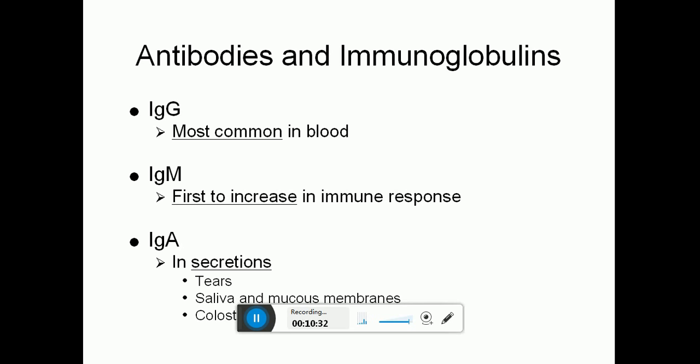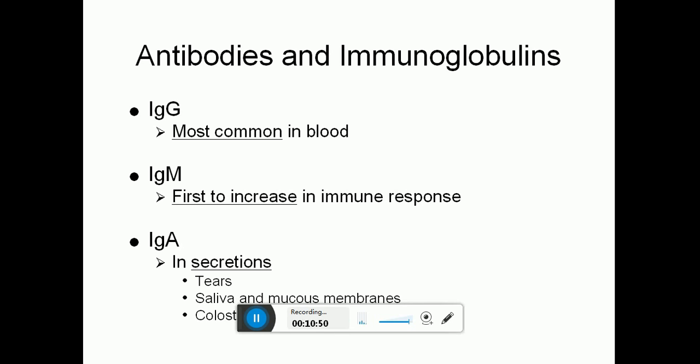Months later, I take another sample. I have no IgMs against measles, but now I have IgGs against measles. That now means that I'm immune to measles. So IgM means that I'm actively infected with something. IgG means that I'm immune to that something.